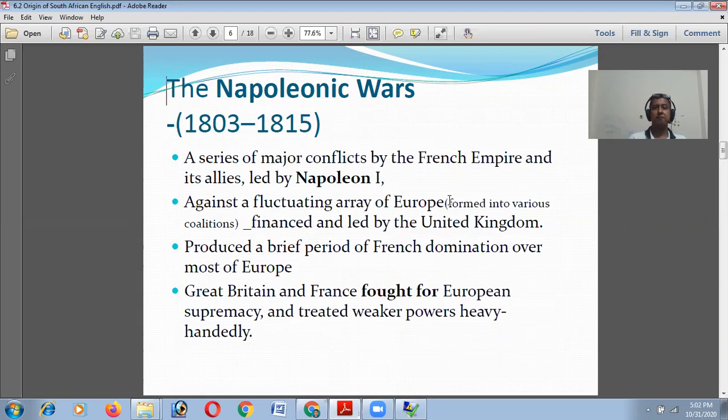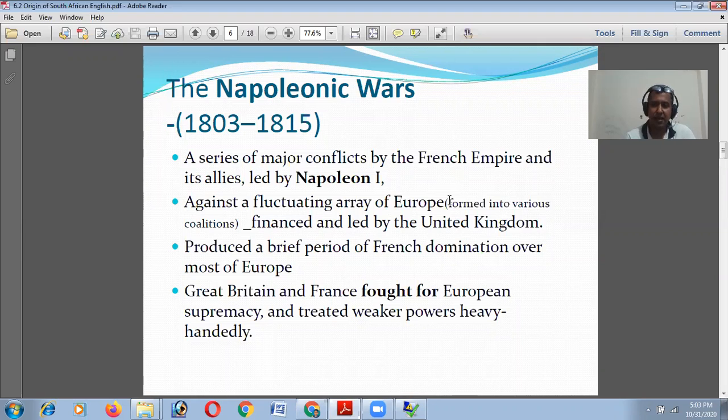The Napoleonic Wars were a series of major conflicts by the French Empire and its allies, led by Napoleon I, against a fluctuating array of European states, financed and led by the United Kingdom, which produced a brief period of French domination over most of Europe. So Napoleon Bonaparte, Napoleon I, occupied most of Europe. Though Napoleon didn't try to occupy Britain.